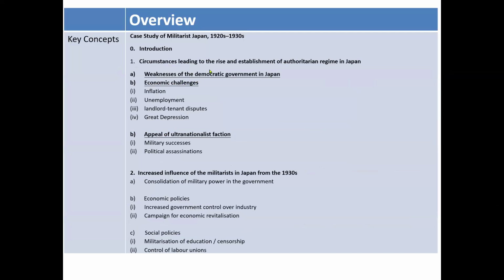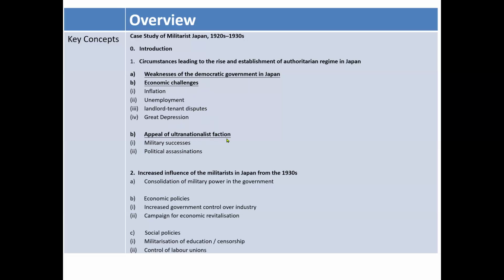Specifically in the national exams, you will be asked why. All right, there was the rise and establishment of the authoritarian regime. So there are three reasons: weakness of the democratic government in Japan, economic challenges, and I've divided into four economic challenges, and the appeal of the ultra-nationalist faction.